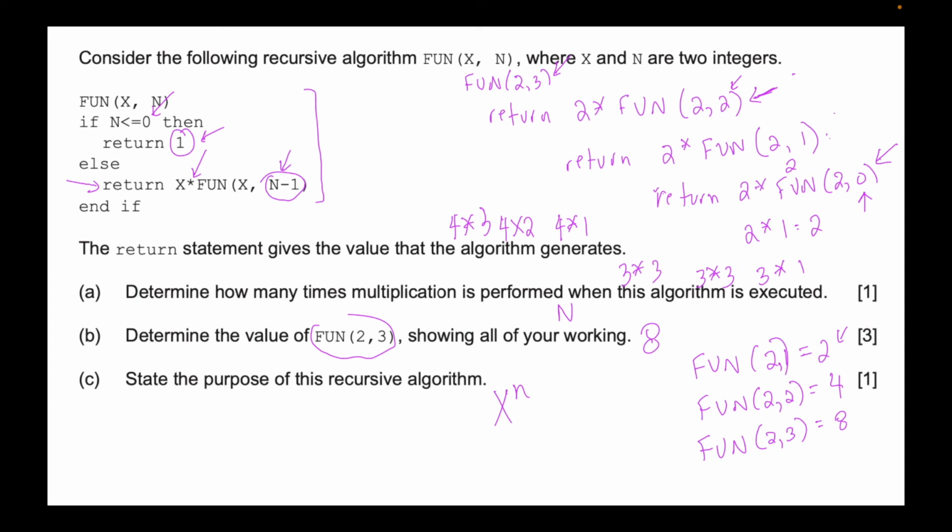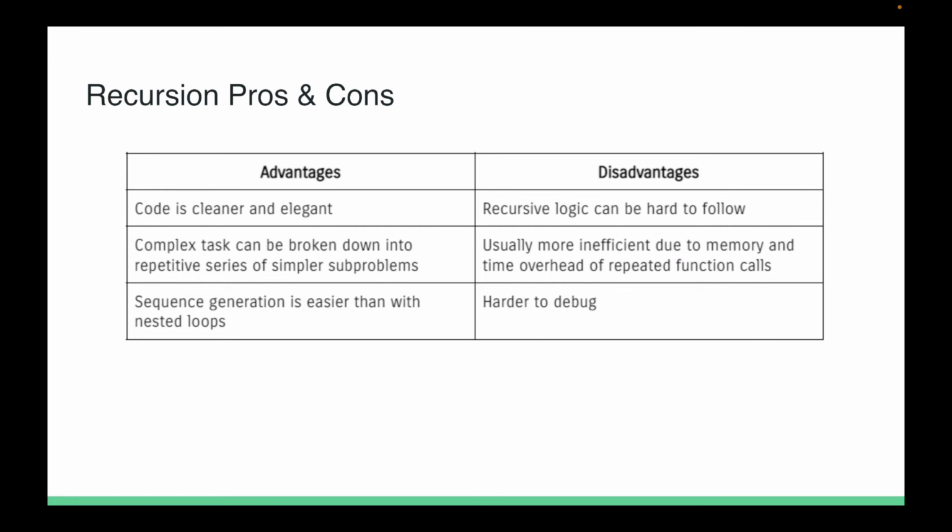Now that you have a basic idea of how recursion works, and we've seen some problems, we're going to look at some of the pros and cons of recursion. The pro of recursion is that the code is cleaner and more elegant, which is just a simpler way to solve problems. Complex tasks can be broken down into a repetitive series of similar subproblems. Basically, it's a lot simpler to visualize or work with when we're trying to solve certain types of problems that have a lot of other subproblems that need to be solved. And sequence generation is much easier than with nested loops. So it's easier for us to make calculations, like for example the factorial that we looked at.